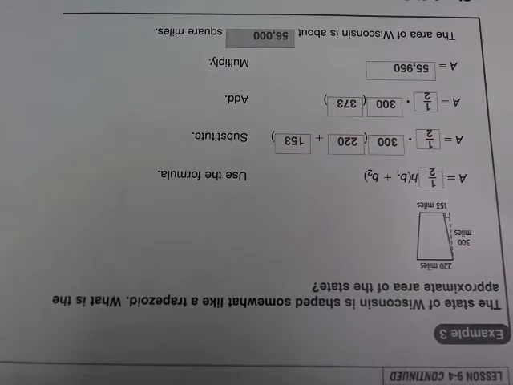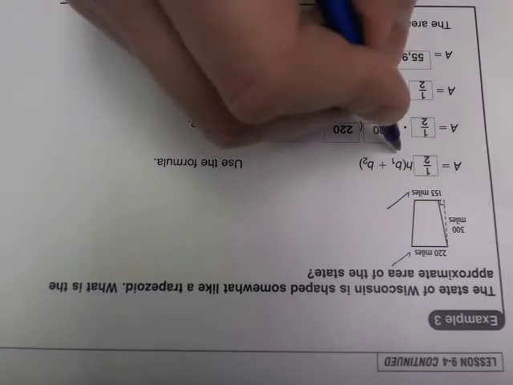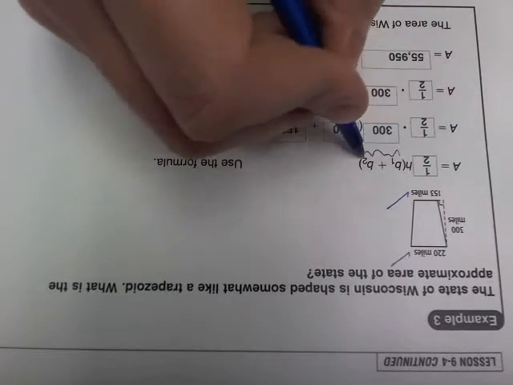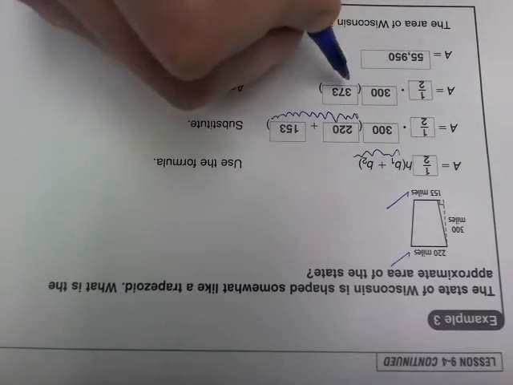So we take a look at number 3. It says the state of Wisconsin is shaped like a trapezoid. What is the approximate area of the state? So more practice with the exact same formula, no going backwards, not messing with your head, none of that here. We're just finding the area of the trapezoid again. So again, the formula says take the bases, which are the parallel sides, 220 and 153 in this case, and add them up. And that's what you can see here they're doing for the bases, 220 plus 153, 373.